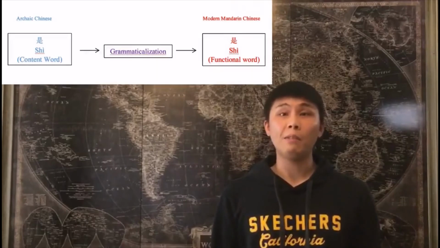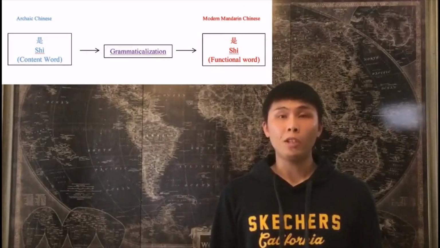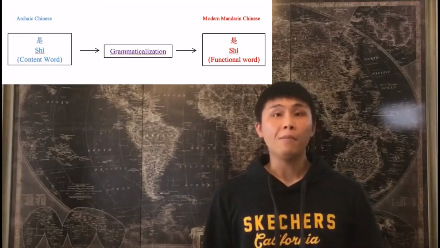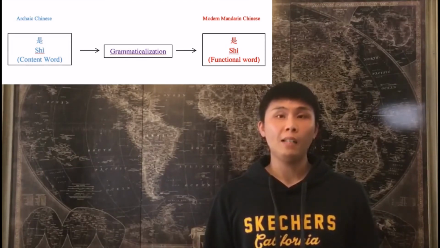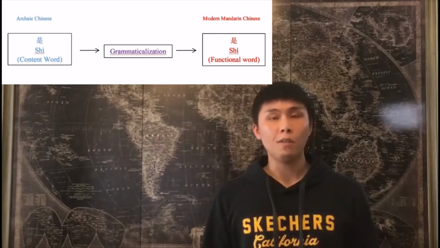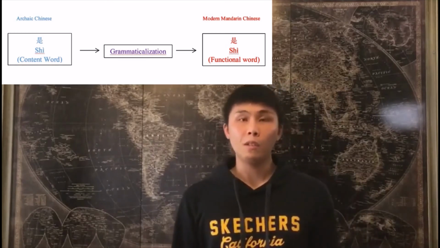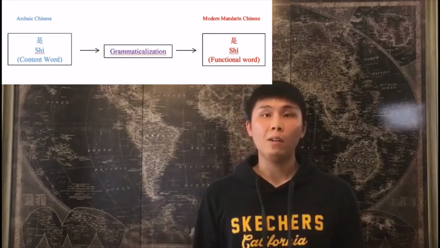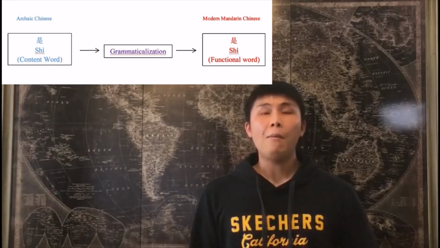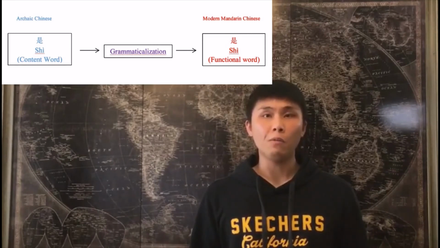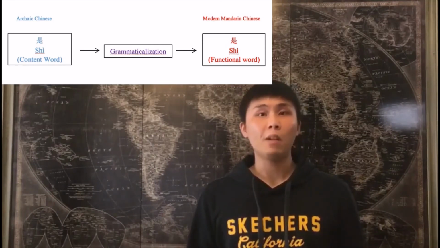So, here is a hypothesis I'm assuming in the current study. The copular 是 undergoes a process of grammaticalization. By definition, grammaticalization refers to a kind of language change in which a lexical item takes on grammatical function. So the copular 是, which originally was a content word, is grammaticalized in modern Mandarin Chinese, and finally becomes a functional word that loses its semantic content.